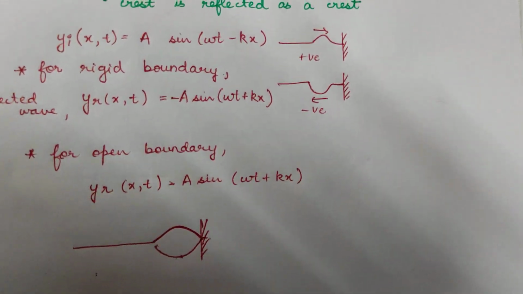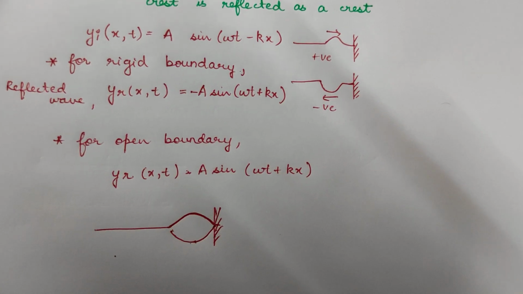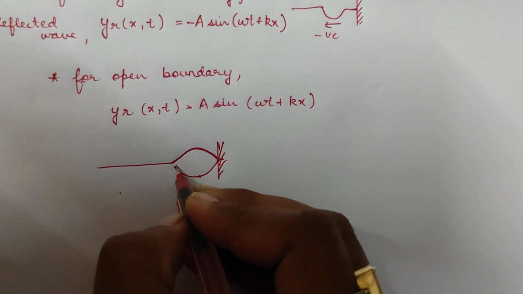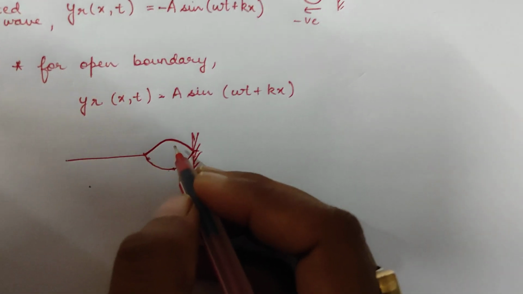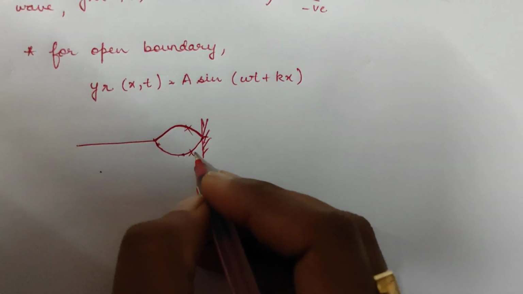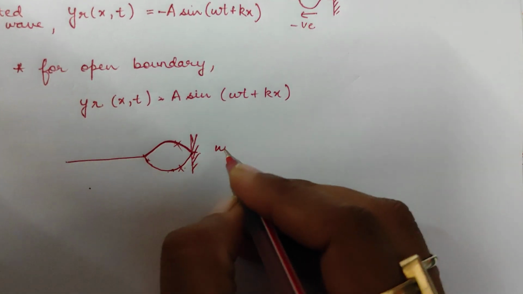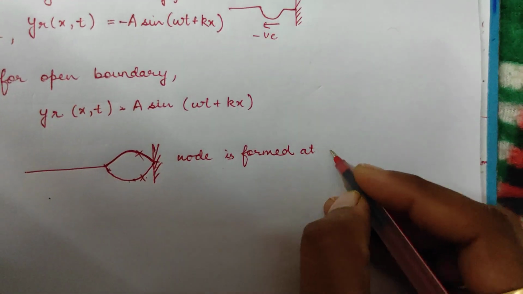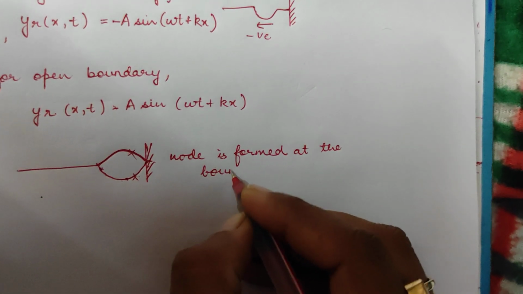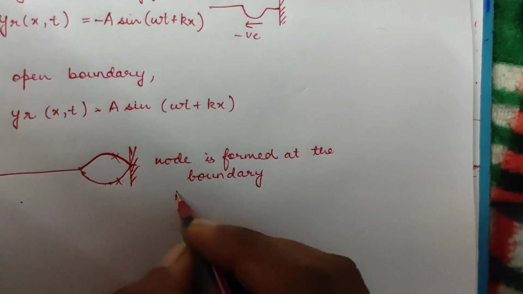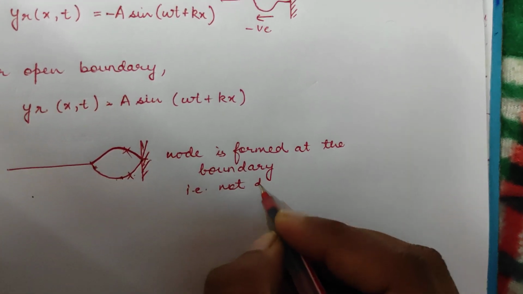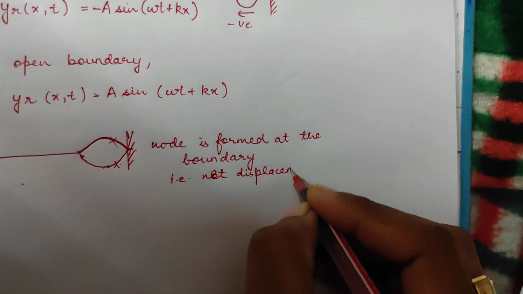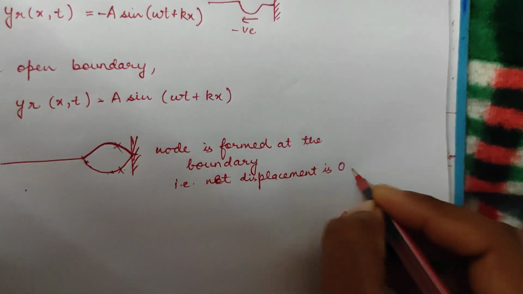So we can say that at the end points, the reflected and incident pulses meet in opposite phases. This is one and this is the opposite phase. So they meet in opposite phases, and so they cancel each other. Hence a node is formed here at the boundary. Therefore we can say that the net displacement is 0 in this case.